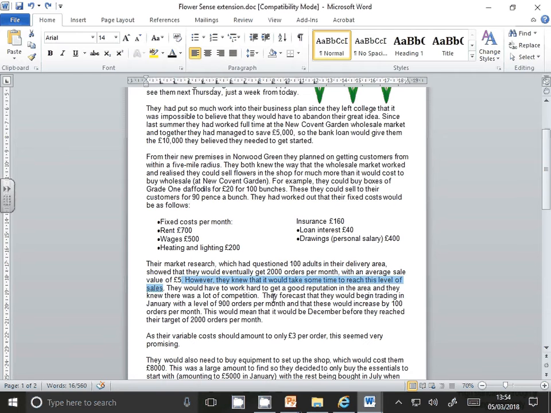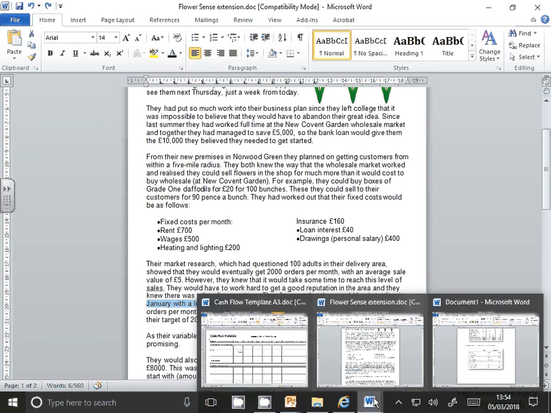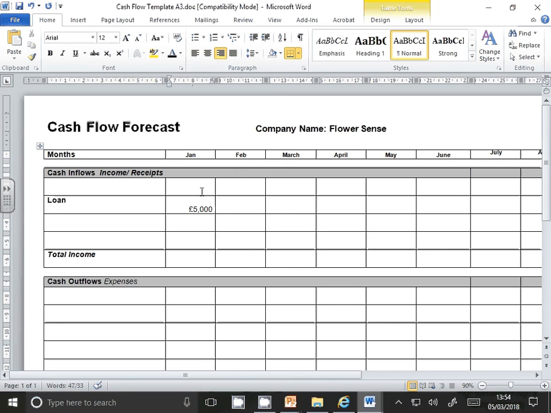And they acknowledge that it's going to take some time to reach this level of sales. So they forecast that they will begin trading in January with a level of 900 orders. So if they sell 900 bunches of flowers in January, and each bunch of flowers is £5, if we multiply those two together, the sale from flowers is going to be 4,500. So 4,500. And I'll just call this receipts. Okay, so receipts is going to be 4,500.